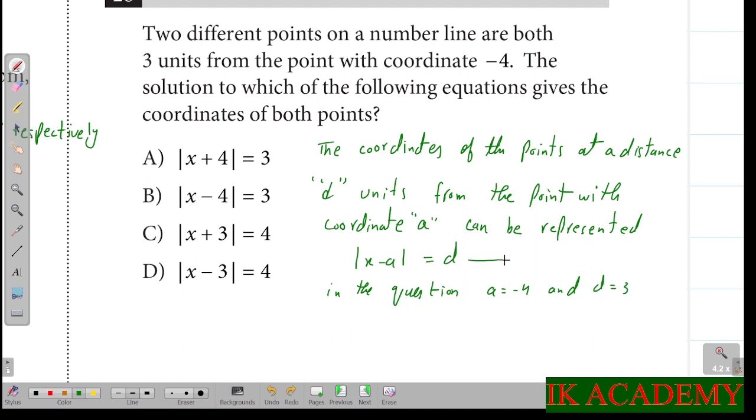So let me put it into the equation star. So |x − (−4)| = 3, so x + 4 = 3, which is option A. Option A is the correct answer. Let's move to the next question.